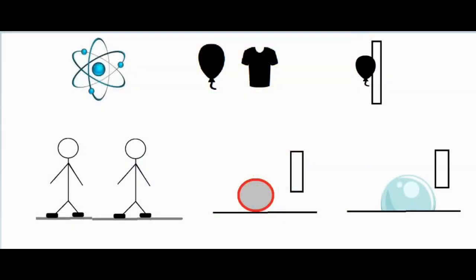In this video, we're going to be talking about static electricity, structure of an atom, and a bunch of common examples of where charging, attraction, and repulsion occur.